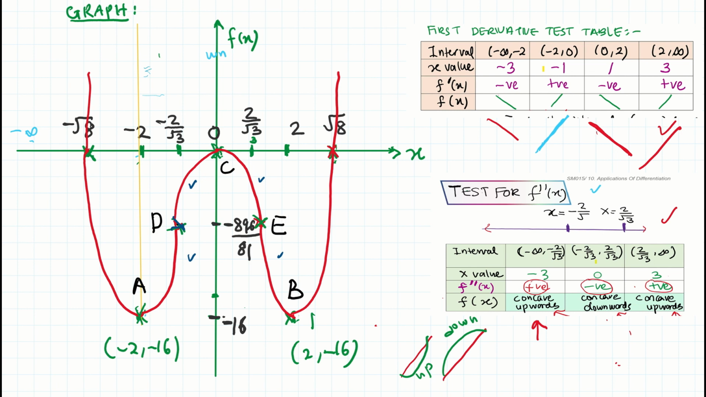Take note that an inflection point is a point where the concavity changes from concave up to concave down, or from concave down to concave up. So D and E are called inflection points. D and E are not relative minimum or maximum points, but we call them inflection points where the concavity changes.